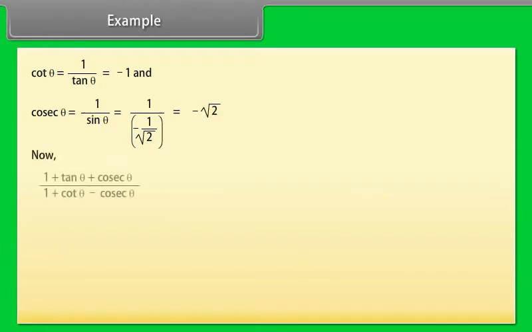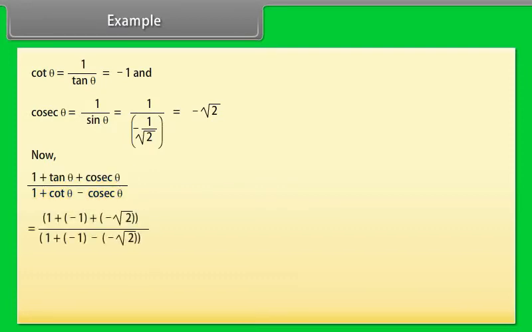Now, (1 plus tan of theta plus cosec of theta) by (1 plus cot of theta minus cosec of theta) is equal to (1 plus minus 1 plus minus root 2) by (1 plus minus 1 minus of minus root 2) is equal to minus root 2 by root 2 is equal to minus 1.